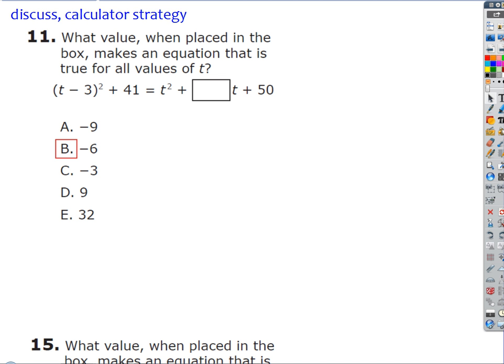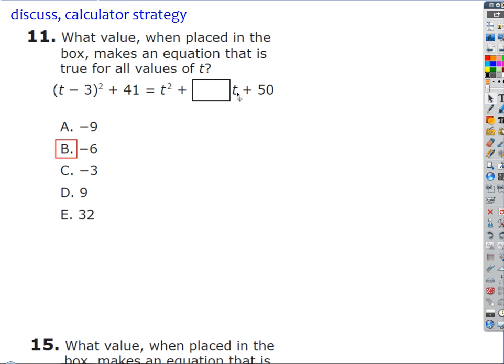What value, when placed in the box, makes an equation that is true for all values? Okay, so same thing. You could just go through mathematically and expand out this expression and see what the coefficient of t was. But what else could you do? How could you trick this one or check it? You could put numbers in for t, right? Pick a value of t, like t equals 2 or something, and see which one works. Does that make sense?